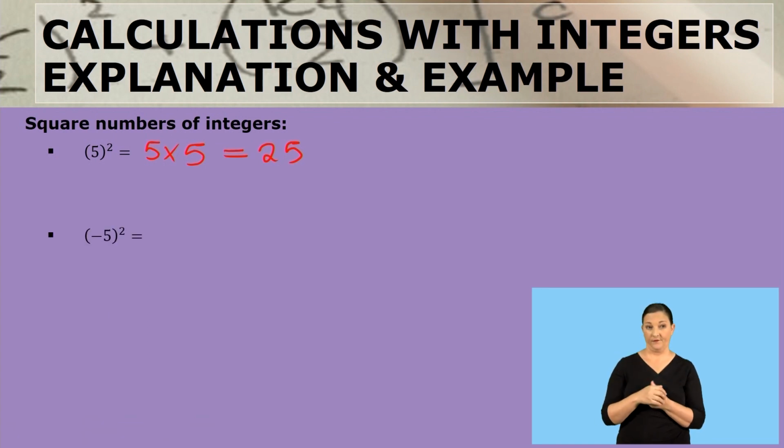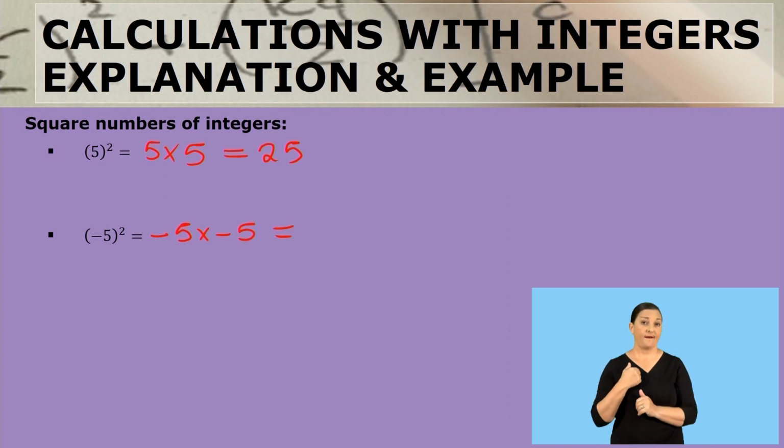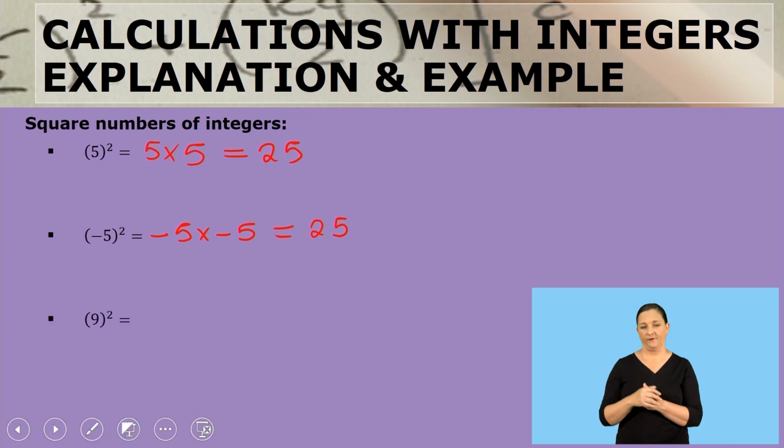So what happens with a negative 5? And again, look at how I've used those brackets to indicate that I am squaring the whole negative 5. That means it is going to be a negative 5 multiplied by a negative 5. And as we've just seen, if I multiply two negative numbers, that is going to give me a positive number. And our answer there is a positive 25.